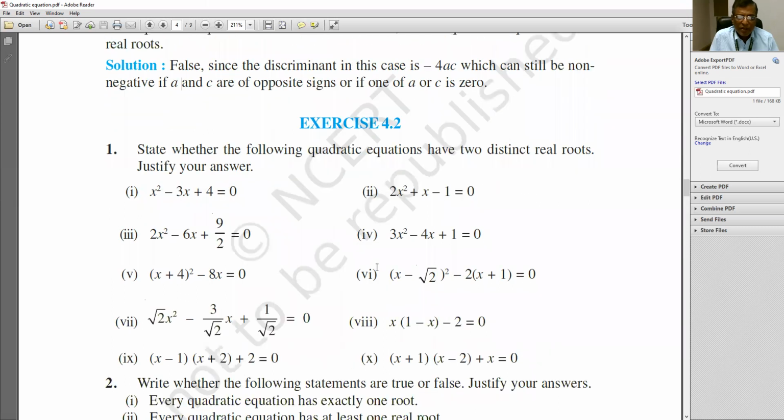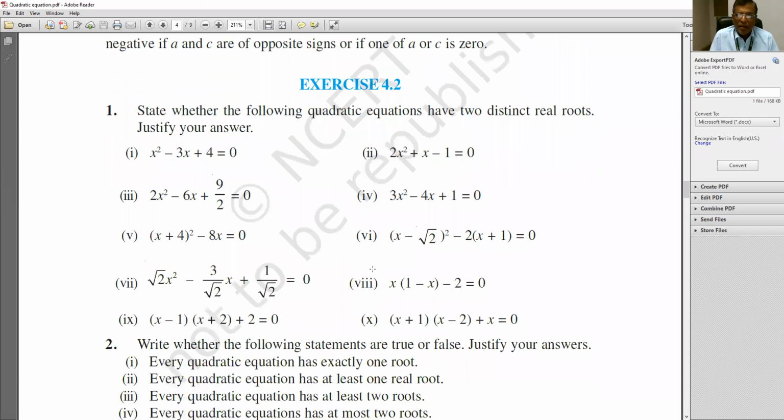And students, now I suggest that you kindly take a screenshot of this exercise that has been taken from the NCERT book with courtesy, and please write these numericals. State whether the following quadratic equations have two distinct real roots. Justify. You have to just check in which equation D is greater than 0 or D is equal to 0.